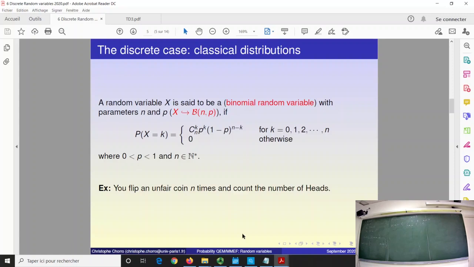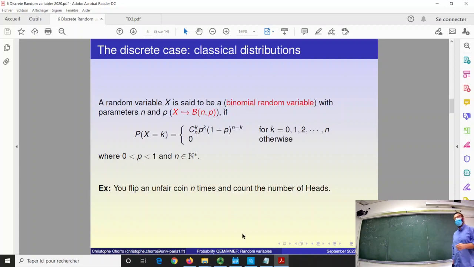The way we are going to do this, we use the intuitive definition I have given you of what a binomial is. So it's what is written in the slide for the example. It's something we have already seen together. You flip an unfair coin n times and you count the number of heads you obtain. And we have seen together that it is a binomial.